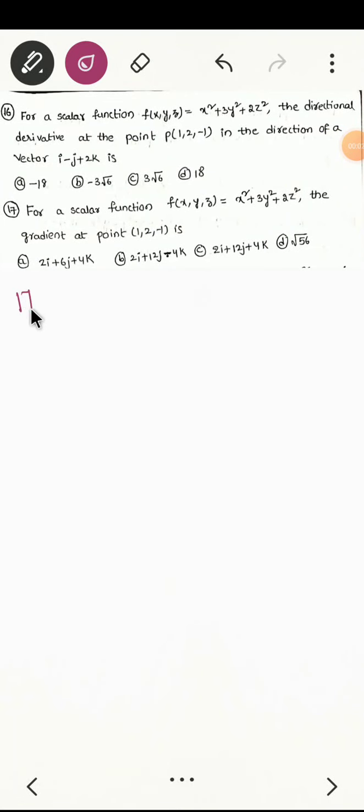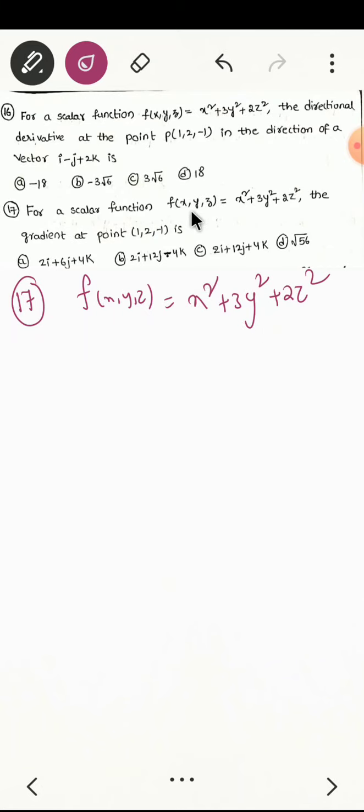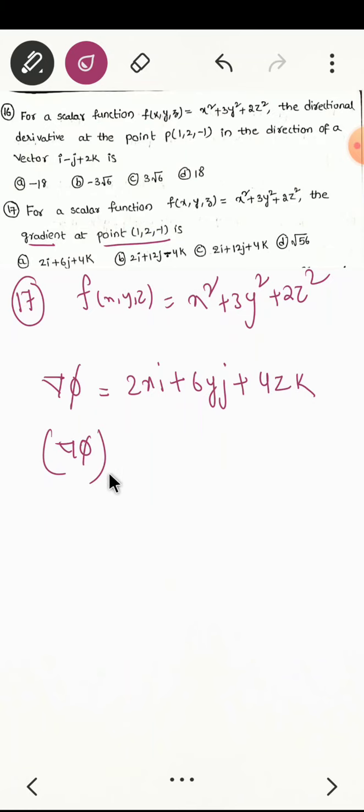Let us solve problem number 17. For a scalar function, they have given some function, x square plus 3y square plus 2z square. They are asking us to find the gradient at some point. How will you find it? First find the gradient: function with respect to x into i, function with respect to y into j, function with respect to z into k.